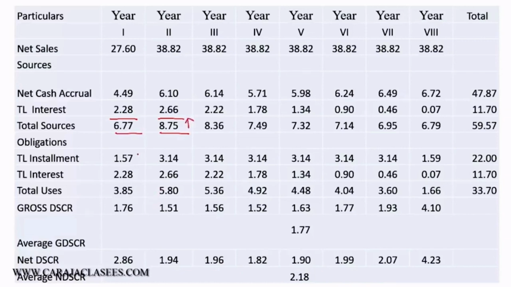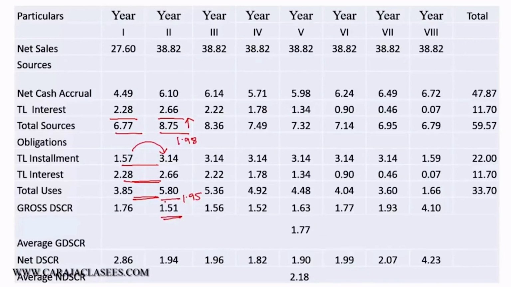But on the other side, look at the term loan installment. It got doubled. Okay. Term loan interest also increased. So the increase from loan, that is 8.75 minus 6.77, the increase is only 1.98 crore. But here, if you note the increase, 5.8 minus 3.85, it is 1.95. Okay, so there is almost equal increase. That's why DSCR could not be maintained at the same level.